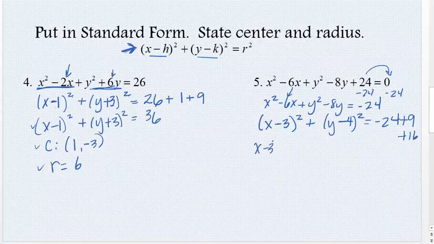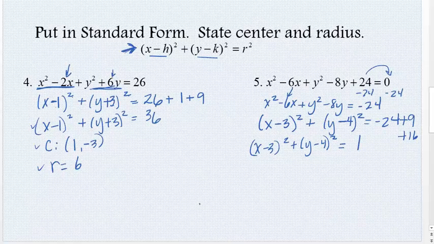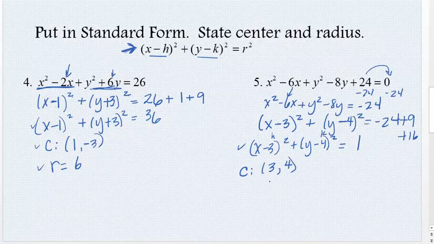So I have (x minus 3) squared plus (y minus 4) squared equals, now let's number crunch here. 9 plus 16 is 25. Negative 24 plus 25 is 1. Now it's in standard form. We are there. So what's the center? Well, the vertex is (h, k), right? So h is 3, k is 4. There's my center. The radius is the square root of 1, which is just 1. So I have my standard form, my center, and my radius.